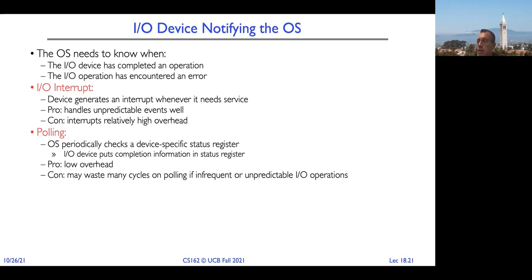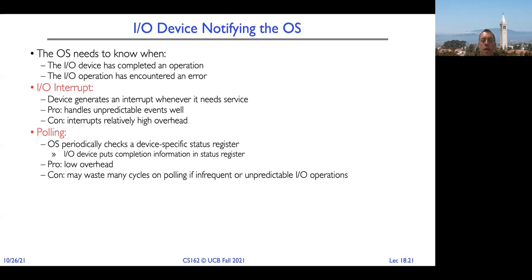So in that case, the controller has this status register and it's going to be updated when the printer is no longer busy, when the file finishes being printed. And then the OS is periodically going to check on that. And when it's no longer busy, it's going to tell the application.